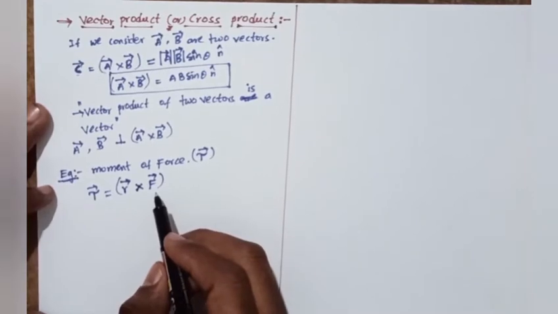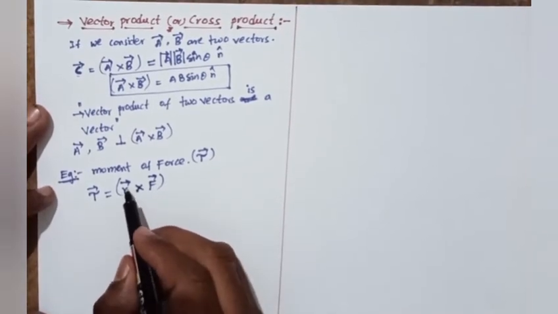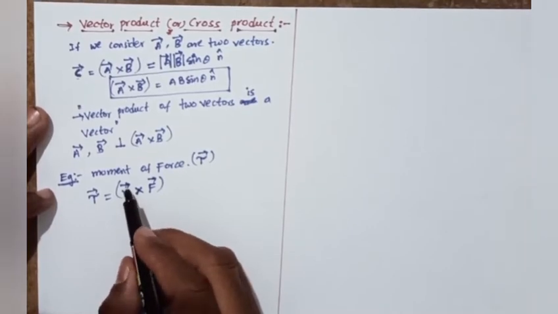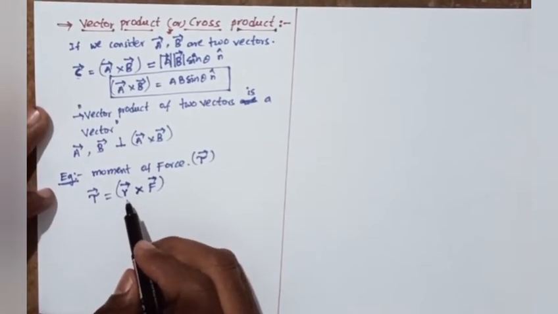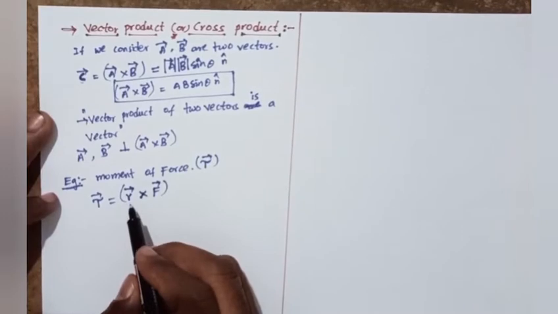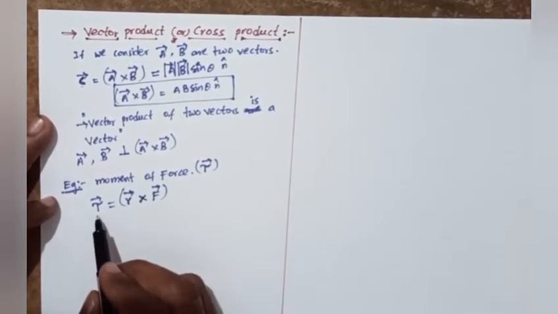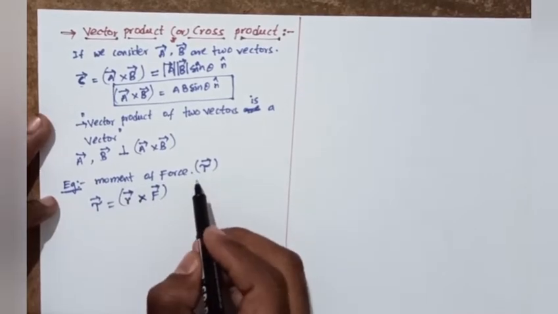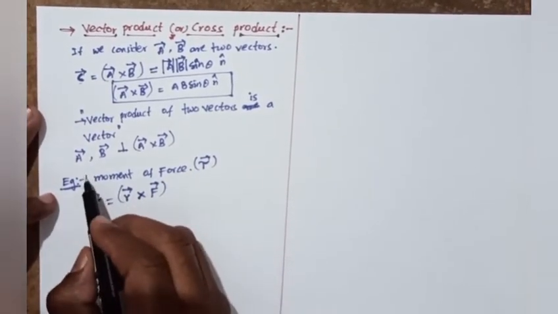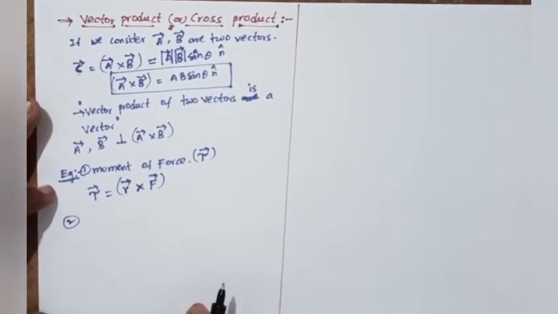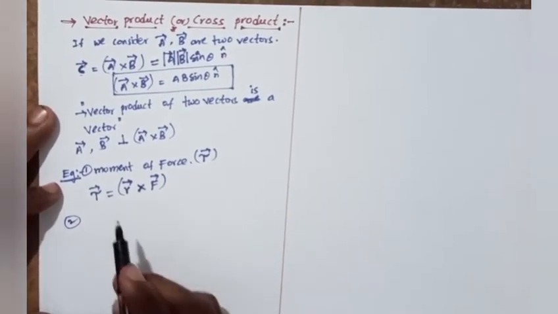The force is a vector, and the position vector, the perpendicular distance, is also a vector. The vector product of two vectors is also a vector. So this is the moment of force. That was example number 1, and now example number 2: angular momentum.